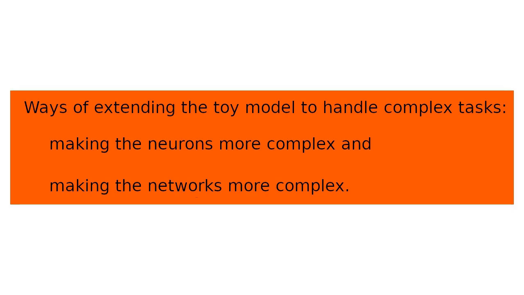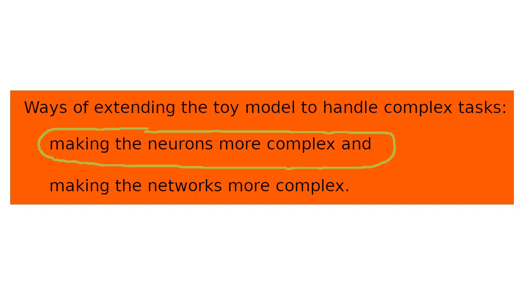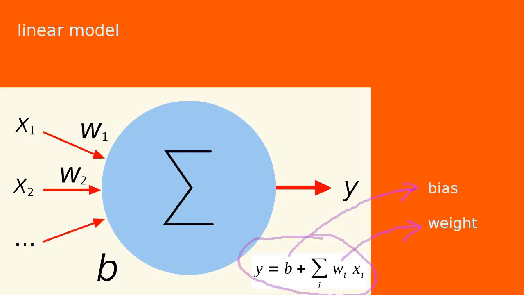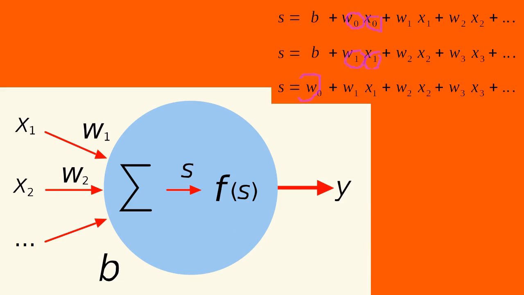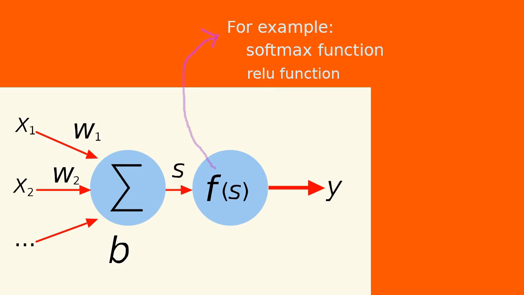It's time to extend our toy models to handle more complex tasks. First, we will introduce nonlinearity to our neural models. Instead of the linear model we have been using, we will now incorporate nonlinearity by passing the weighted sum through a nonlinear function. Different conventions exist for the subscripts of weight parameters, but in modern computer languages, subscripts typically start from 0. Two common nonlinear functions are the softmax and ReLU functions.